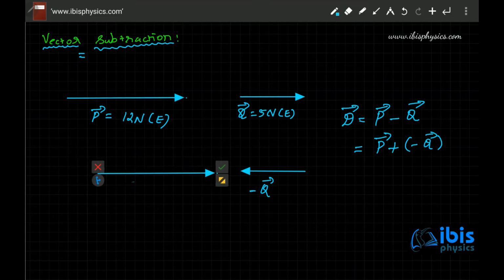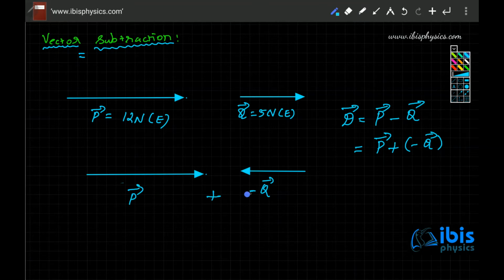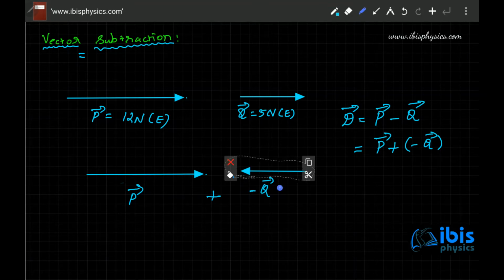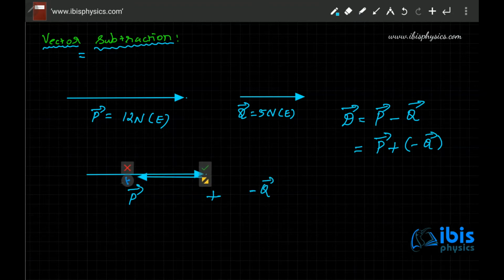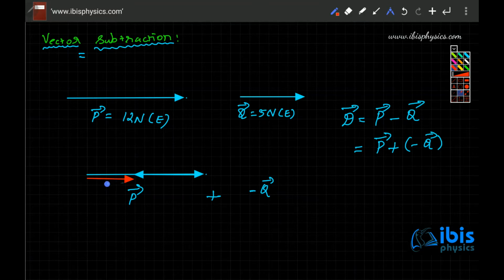Now to find the effect, again this is p vector, then plus of minus q vector. How do you do that? Again, add p vector with minus q vector by bringing the tail of this onto the head of that, and you keep the vector like this. Now the resultant vector is this, from here to here. This vector is equal to p vector plus of minus q vector.